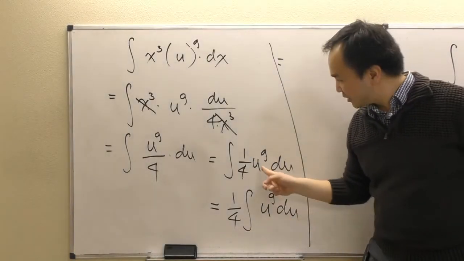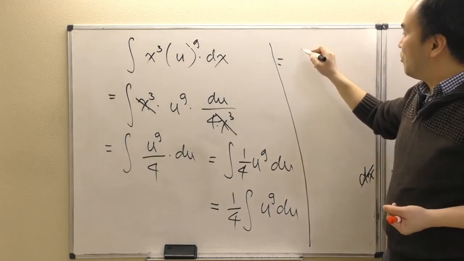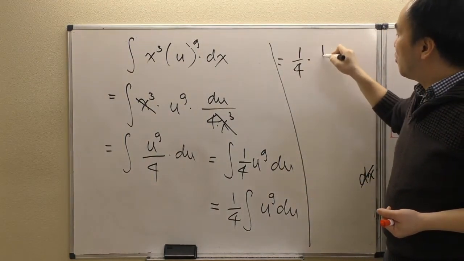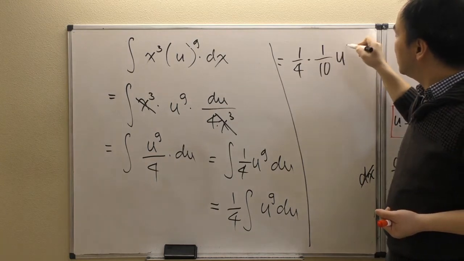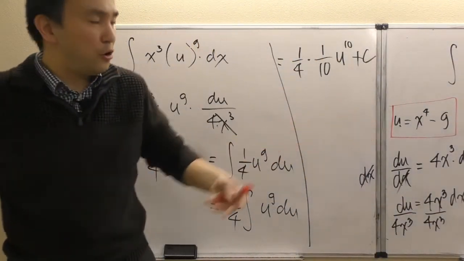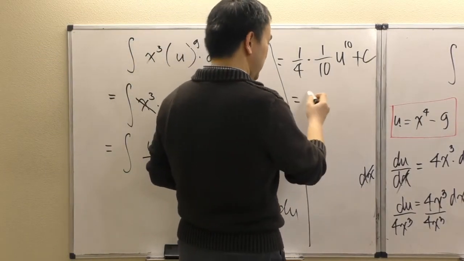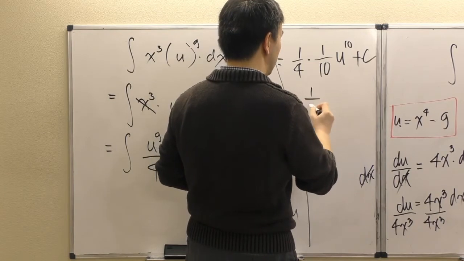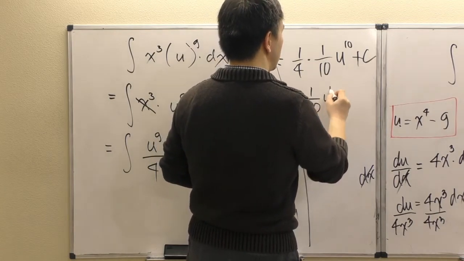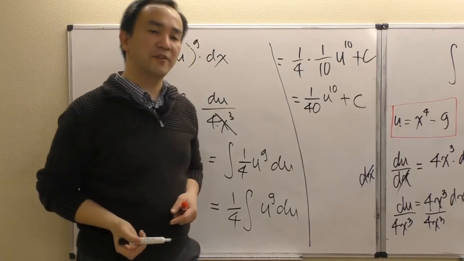Okay, and so now this is how trivial that is. The answer is 1/4 times 1/10 u to the 10th plus c. That's how trivial it is. The simple power rule now applies. Or we can rewrite that as 1/40 u to the 10th plus c. Yes, I agree with all those different variations of the final expression.